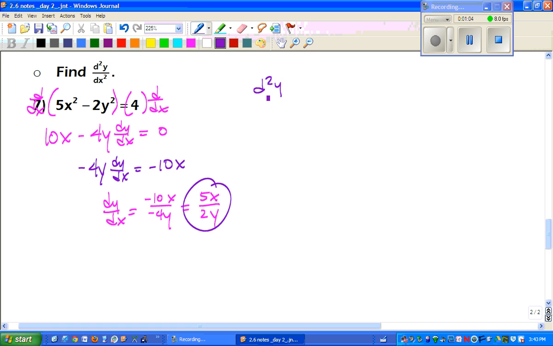We're doing the second derivative of y with respect to x. So we have to take the derivative of this. So we have a quotient here. I'm going to go ahead and use the quotient rule to take the derivative of this. Remember, quotient rule, we're going to take the derivative of the top. So the derivative of 5x would be 5 times the regular denominator, so times 2y, minus the regular top, 5x, times the derivative of the bottom, which is 2 times dy/dx. And that's all over our denominator squared.